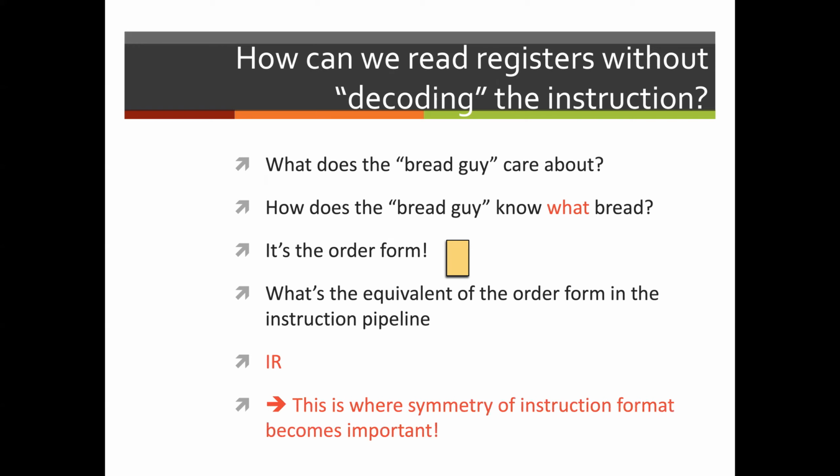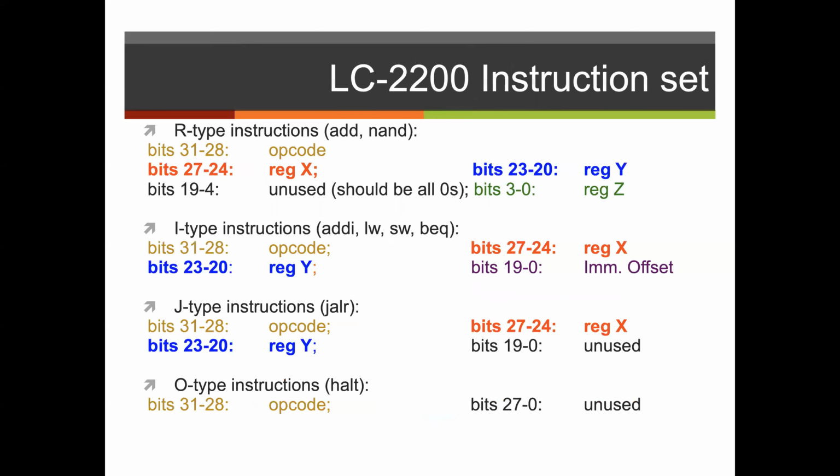And so this is where the symmetry of instruction format comes into play and can have an effect on the way that our data path can execute. So this can vary based on the instruction set, the way the instruction set is implemented and utilized.